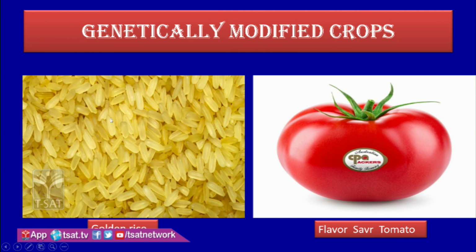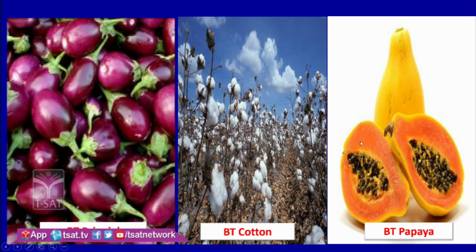Transgenic plants are suitable for food processing technology. The best example for this, Flavr Savr tomato. As you can see on the screen, Flavr Savr tomato. This is the example of transgenic plants. And also you can see some pictures which are transgenic plants. Bt brinjal.